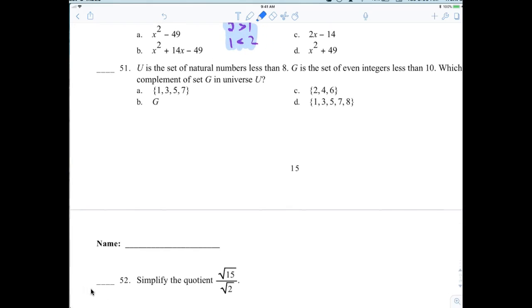So U is the set of natural numbers less than 8. So natural numbers less than 8 are what?